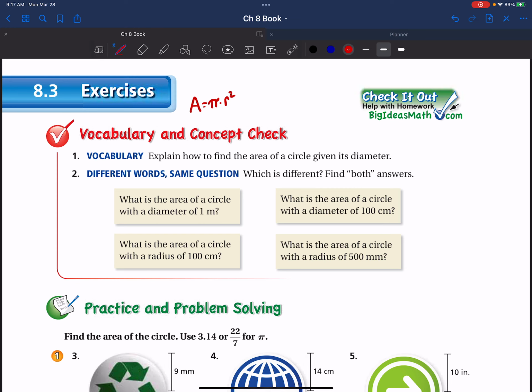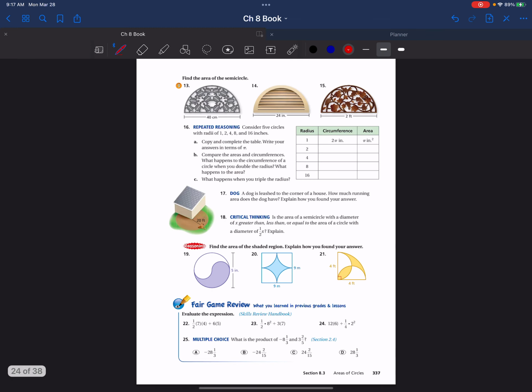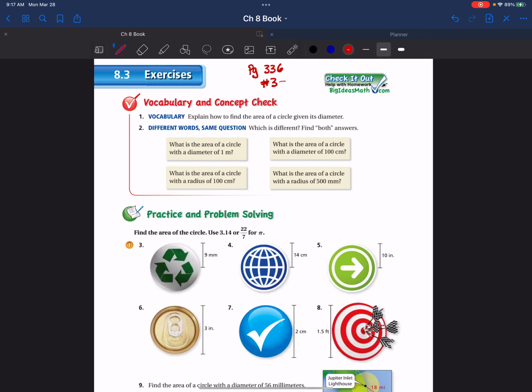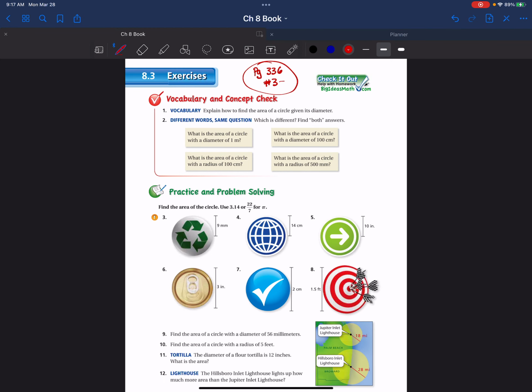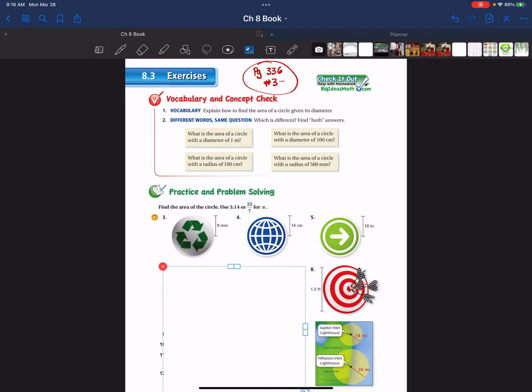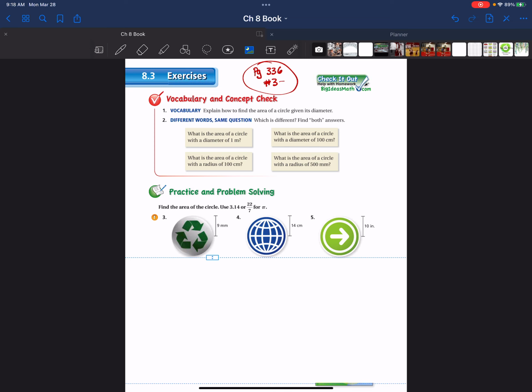At the top of your notebook paper, which you're going to need, you're going to write page 336, and we are going to do numbers 3 through, and I'm hoping we can get through 21, but we'll see how far we can go in the time that I can make this video. Remember, this is a video, so you can pause it or rewind it if I go too fast. Please write down everything that I write down for your work.